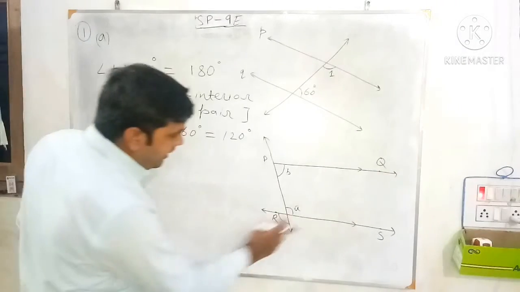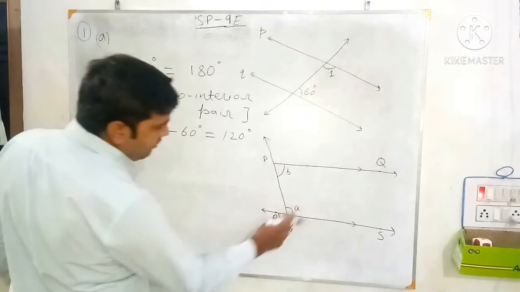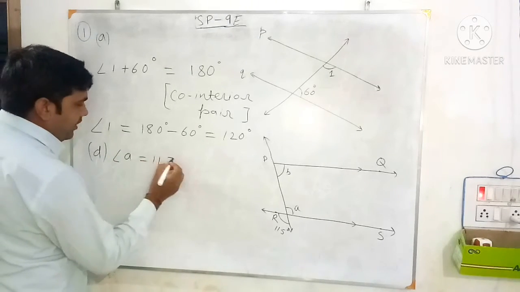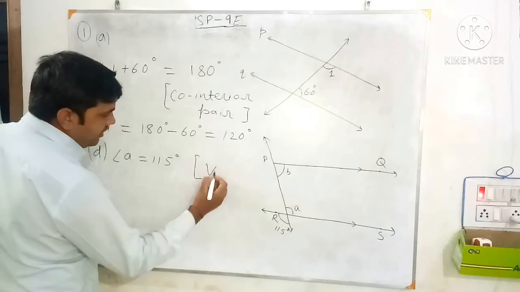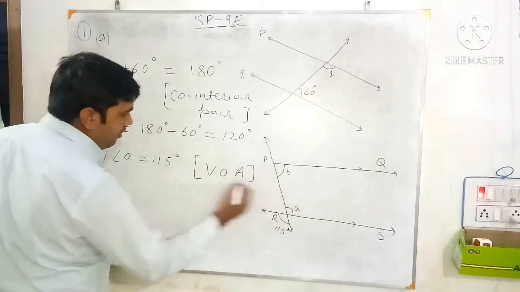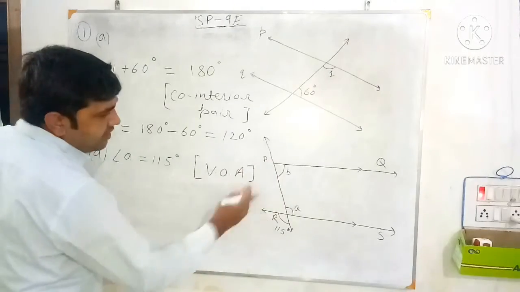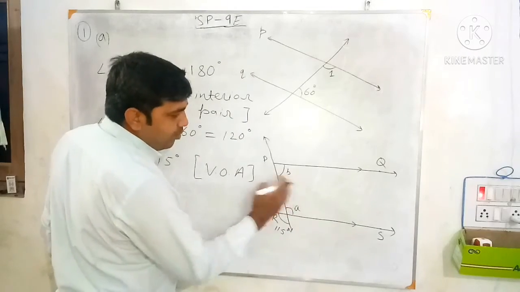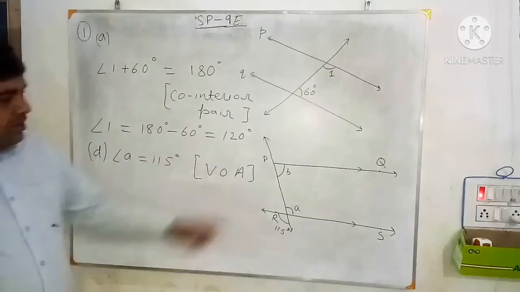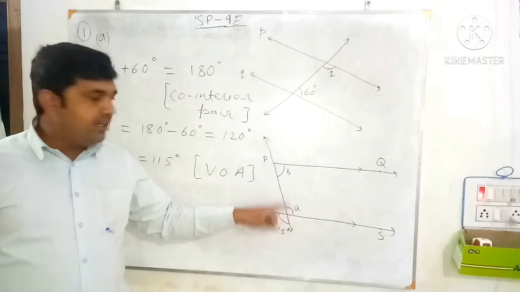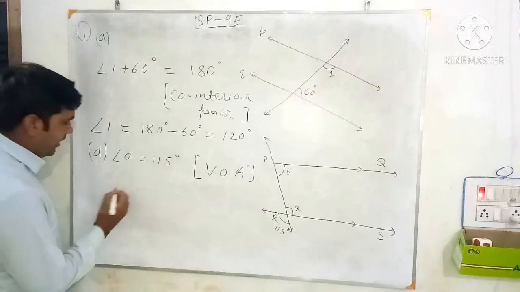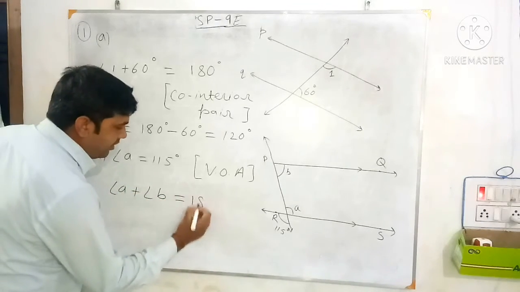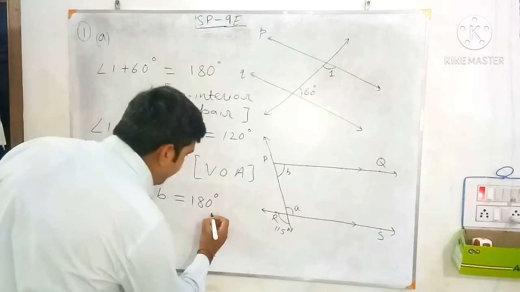Now you can see here angle A is equals to 115 degree, vertically opposite angle. So what you find, angle A is equals to 115 degree. The reason you put: vertically opposite angle. Now angle A and B, since line PQ and RS is parallel and this is the transversal, and angle A and B both are lying on the same side of the transversal, these are the co-interior pair, and their sum will be supplementary. So what you write, angle A plus angle B is equals to 180 degree. Reason, co-interior pair.